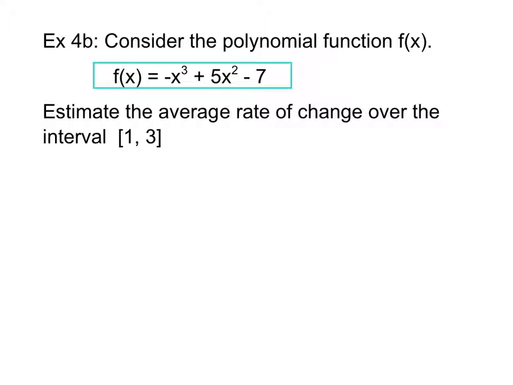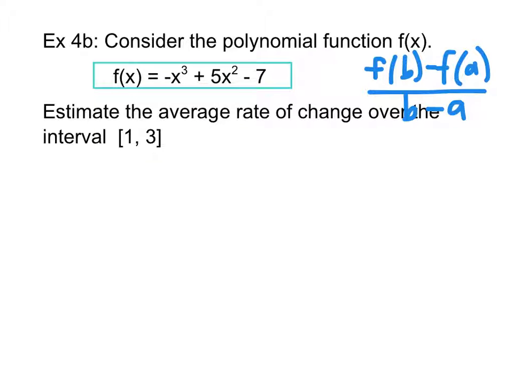All right, without further ado, example 4b. It says consider the polynomial function f of x equals negative x cubed plus 5x squared minus 7. Estimate the average rate of change over the interval 1, 3. Remember, we're going to eventually plug it all into the formula f of b minus f of a all over b minus a. But we need to first figure out what f of b and f of a are.